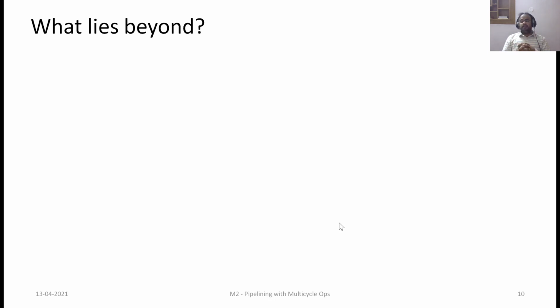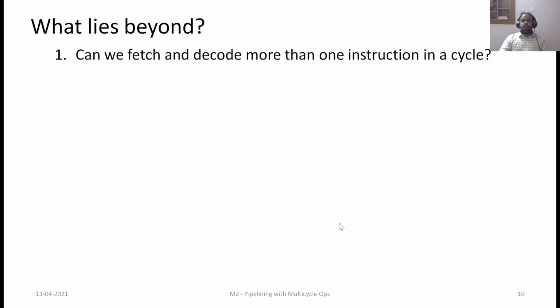The simple pipelining that we saw, like I mentioned in the beginning of this lecture, is very fundamental to all the processors that we have now. But there has been a tremendous progress on how processors are built now, and I will try to give you a very high level picture of how the progress has been made. It was primarily by answering a few questions.